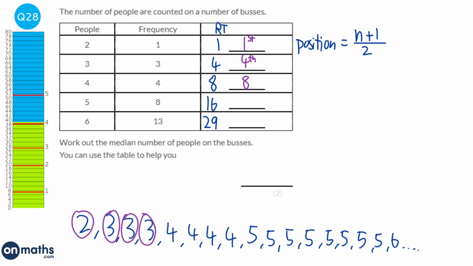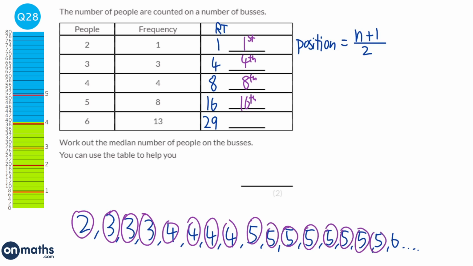This 8 shows us the 8th number is the last number that's a 4, let's check that. So 4, 5, 6, 7, 8. This 16 shows us the 16th number is the last number that's a 5. So 9, 10, 11, 12, 13, 14, 15, 16. And this 29 here shows us that the 29th number is just the last number, but it's the last number that's a 6.